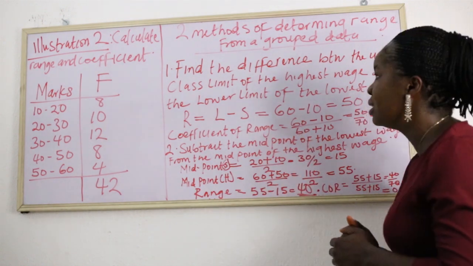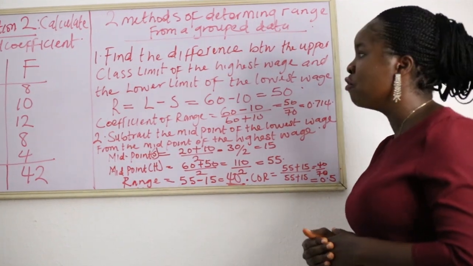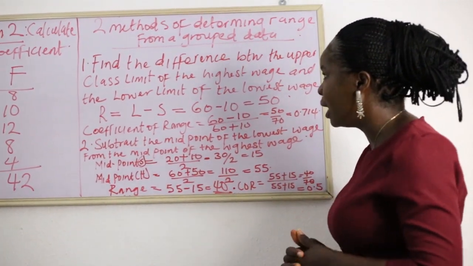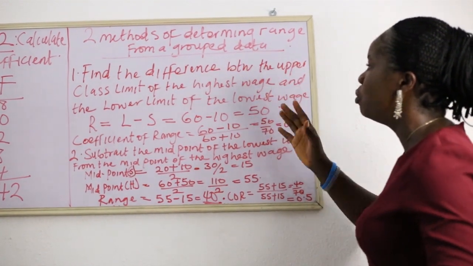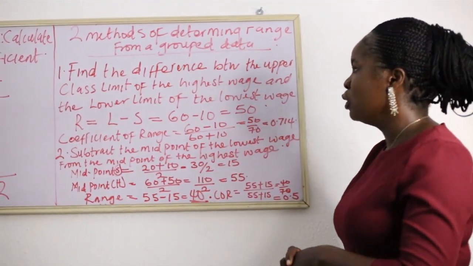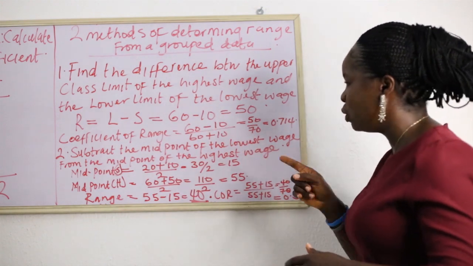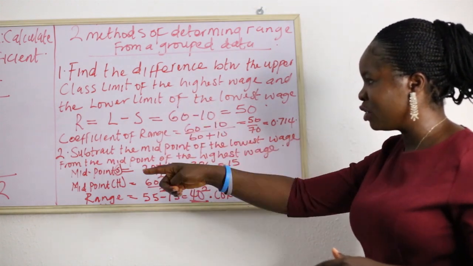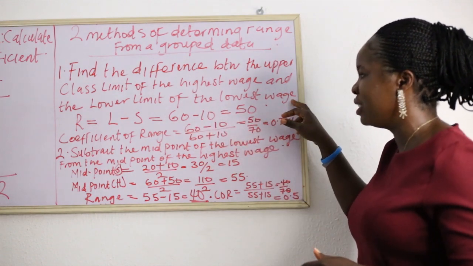Then how do we solve it? There are 2 ways of solving range or the coefficient of range from a group data, and these are the 2 methods on the board. 2 methods of determining range from a group data. The first one is to find the difference between the upper class limit of the highest wage, and the lower class limit of the lowest wage.